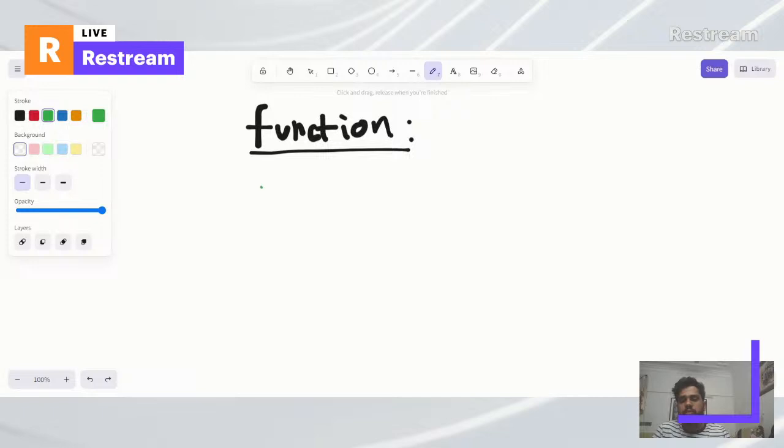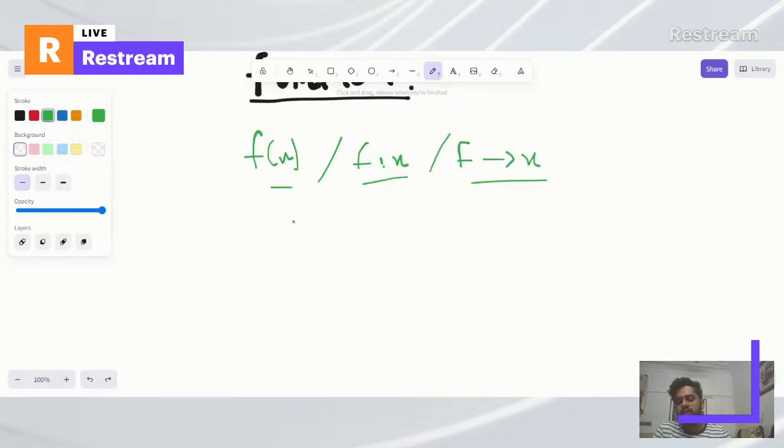In order to represent a function, we write it as f of x. f of x means function of x. It could also be written as f colon x, or as f arrow x. All of these notations are for function of x. So what does a function of x mean? Function of x means that it's basically an equation in terms of x.